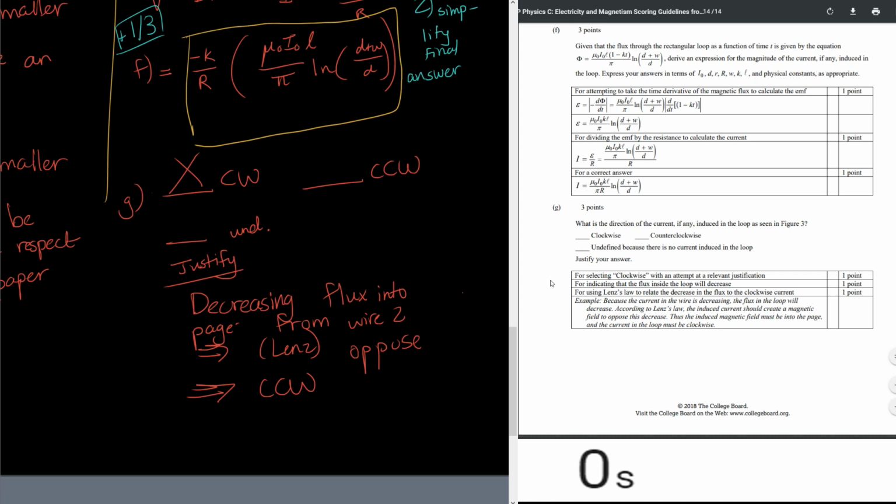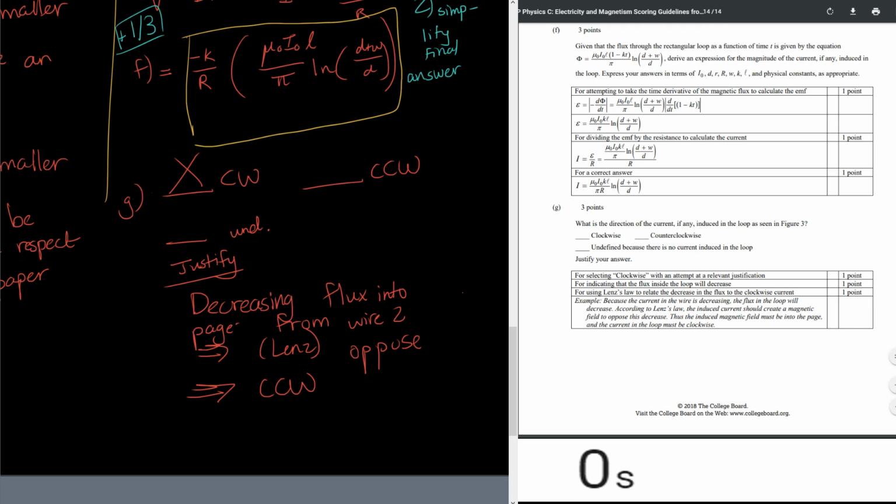G. For selecting clockwise with an attempt at a relevant justification. Definitely attempted a relevant justification, so I get that. For indicating that the flux inside the loop will decrease. Yeah, I did indicate that. For using Lenz's law to relate the decrease in the flux to the clockwise. Technically, I did that.